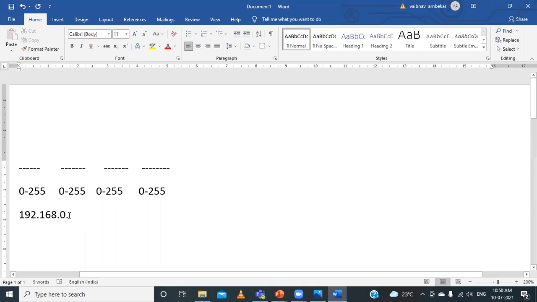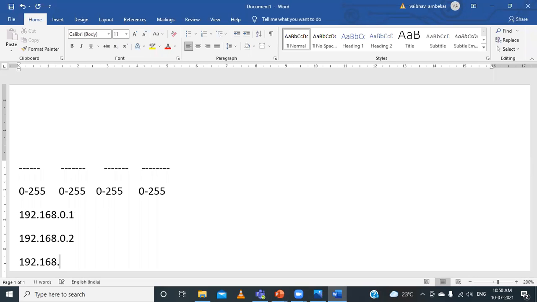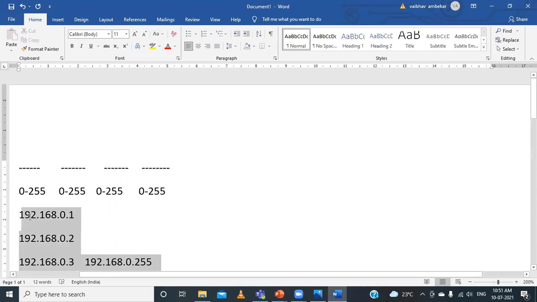Since our organization has that much capacity, we prefer using it. Even if we have more than 300 computers, what we can do is have 192.168.0. The first computer will be 192.168.0.1. What will my second computer have? 192.168.0.2. Similarly 192.168.0.3 and so on. And the last one we can have is 192.168.0.255. How many computers have we used now? We have used 256 computers.